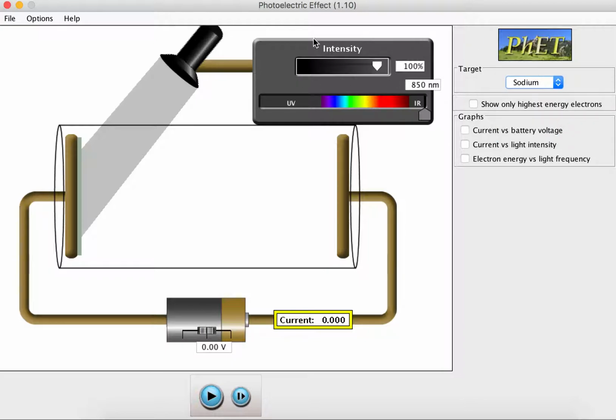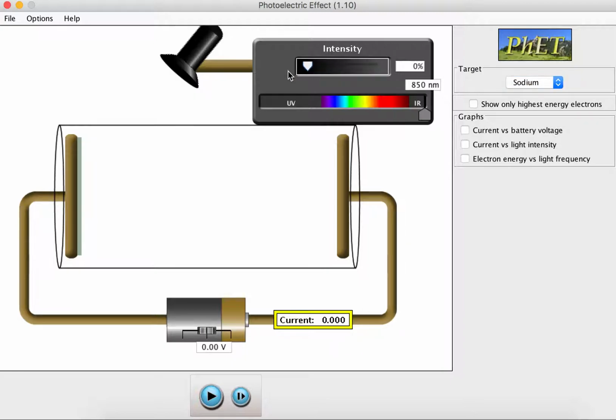The intensity of the light can be controlled on this slide bar here. The wavelength can be controlled here. You can see we can go all the way from infrared to ultraviolet. The current in the circuit we measured down here, and this battery, the voltage is currently set to 0, so we won't worry about it just now.